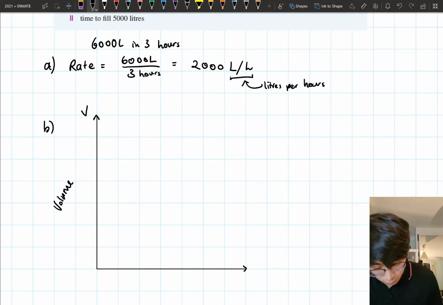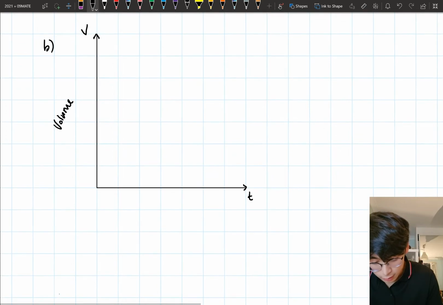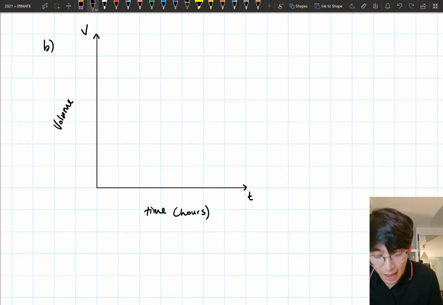And on this axis, I'm going to do T for time. Now, in this example, time is in hours, so I'm going to just write down hours for my units. And for volume, I've got L for liters. Okay, I'm just going to fill in a few numbers here.